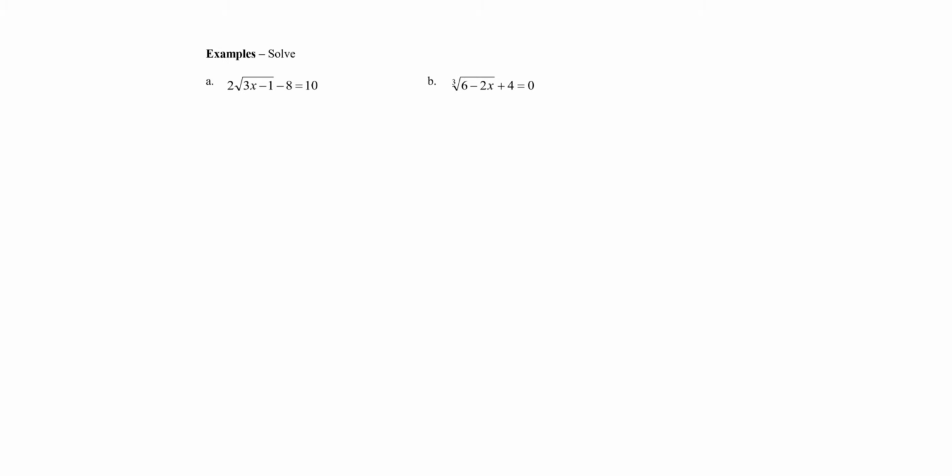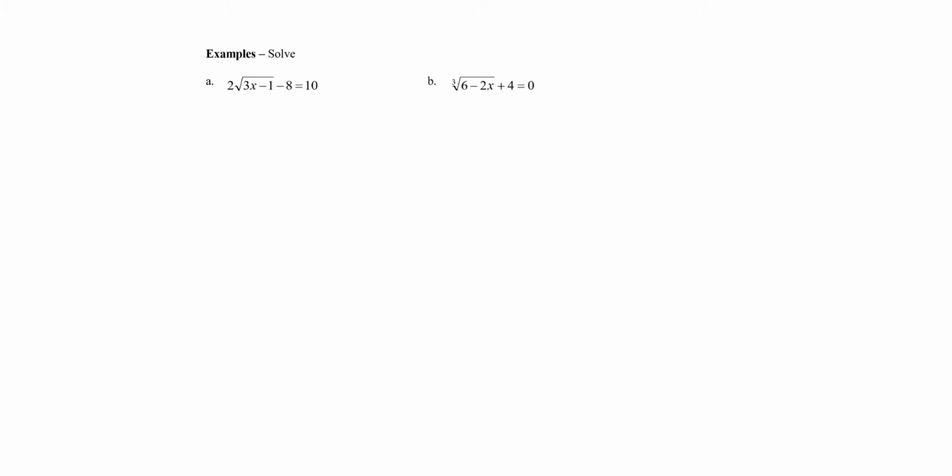And the last thing that you need to do is check the solution or solutions that you get and make sure that it works in the original equation. Because sometimes when you raise it to a power, you'll get more than one solution, and not all of them will work underneath the radical. So we're going to start off. First thing we need to do is isolate that radical.